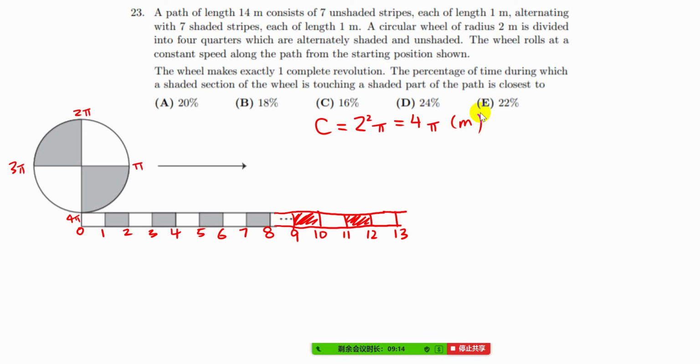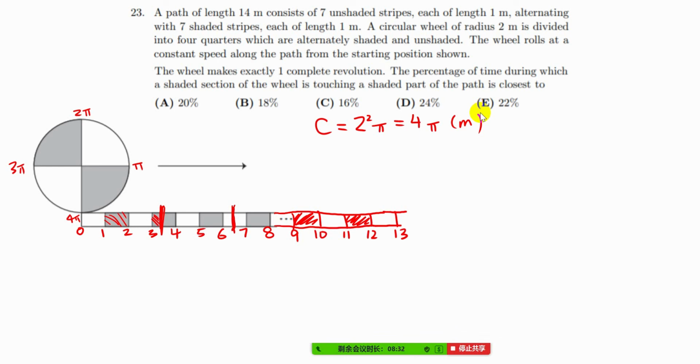And then we can start to spin the wheel. So if it spins from 0 to pi meters, we know that pi is between 3 and 4, so it can stop somewhere around here. And then the shaded part touches a shaded part from 3 to pi. And then the wheel rolls from pi to 2 pi, and we know that 2 pi would be in between 6 and 7. So we can say that it stops there. But on the wheel, it doesn't have any shaded sections here, so we can ignore this whole part.